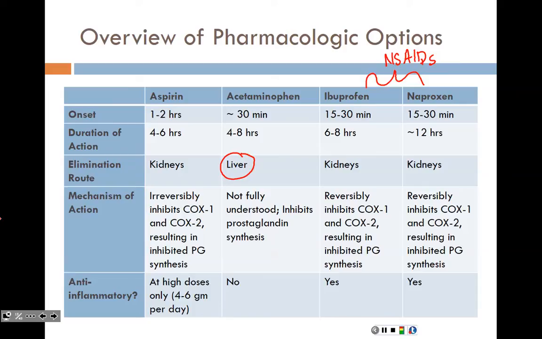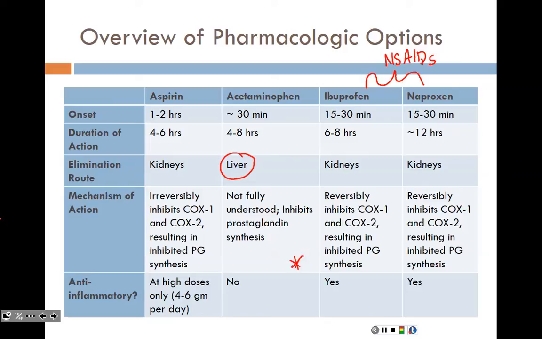Mechanism of action is also important. So there's one here that's an outlier, more than others. We actually don't really know how acetaminophen works. Acetaminophen is Tylenol. We don't particularly know how it works. It's thought to inhibit prostaglandins, but it's going to follow a very different side effect profile than the rest of these drugs because it works differently. We don't know exactly how, we just know it's slightly different. So that's kind of an outlier.